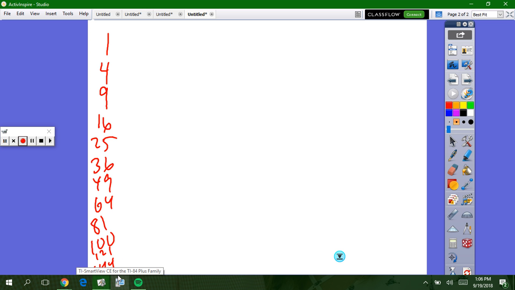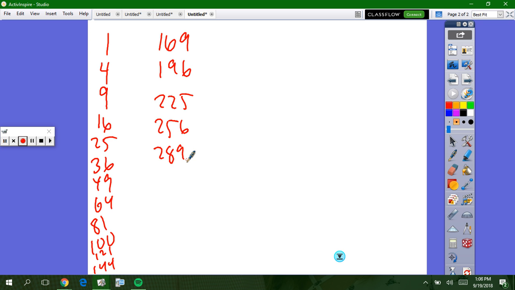Okay, but after that, they get a little bit harder. You guys know what 13 squared is? That is 169. 14 squared, 196. 15 squared, 225. After 15, 16 squared is 256. Okay. 17 squared is 289. 18 squared, I believe, is 324. I struggle with that one a lot, but I believe it is.